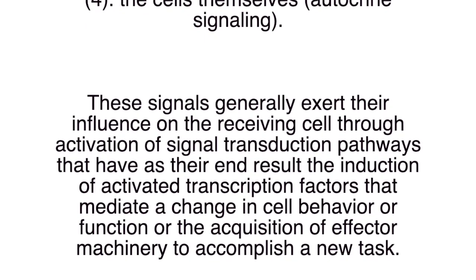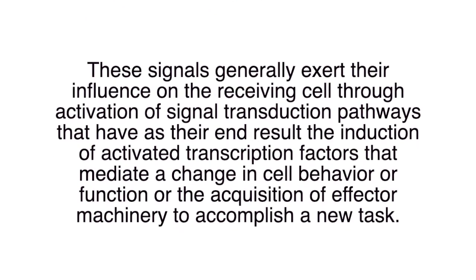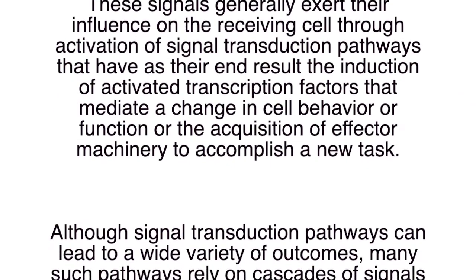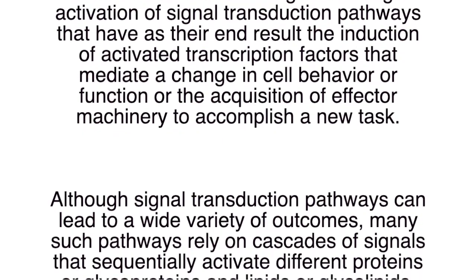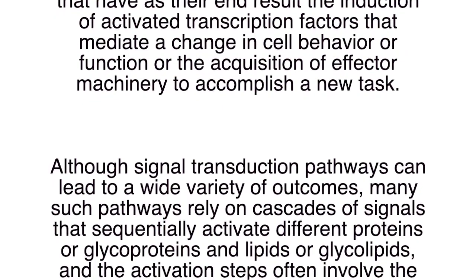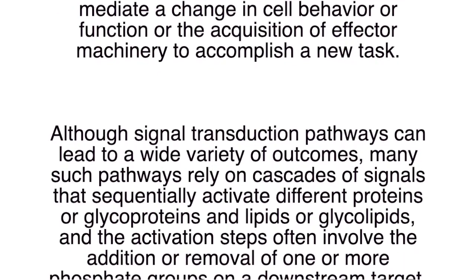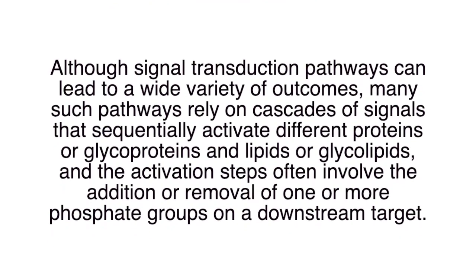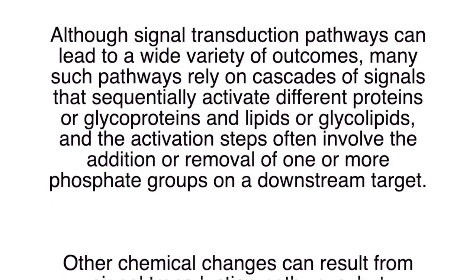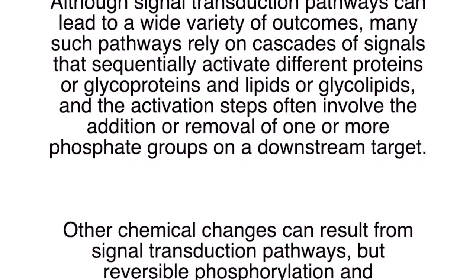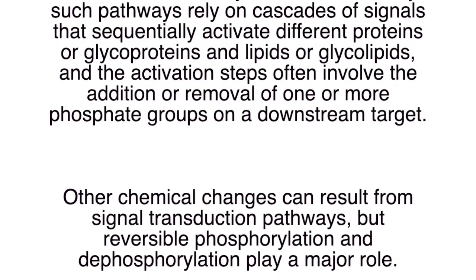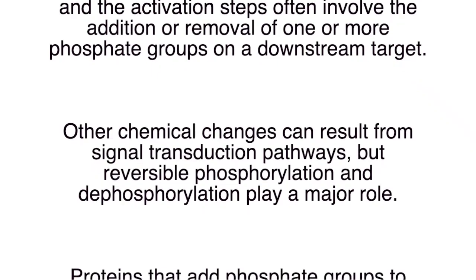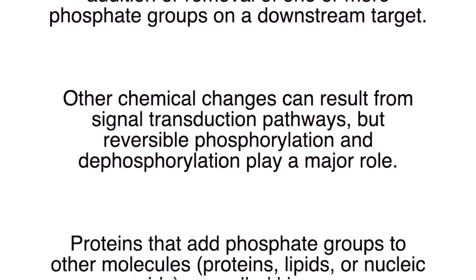Although signal transduction pathways can lead to a wide variety of outcomes, many such pathways rely on cascades of signals that sequentially activate different proteins or glycoproteins and lipids or glycolipids, and the activation steps often involve the addition or removal of one or more phosphate groups on a downstream target. Other chemical changes can result from signal transduction pathways, but reversible phosphorylation and dephosphorylation play a major role.